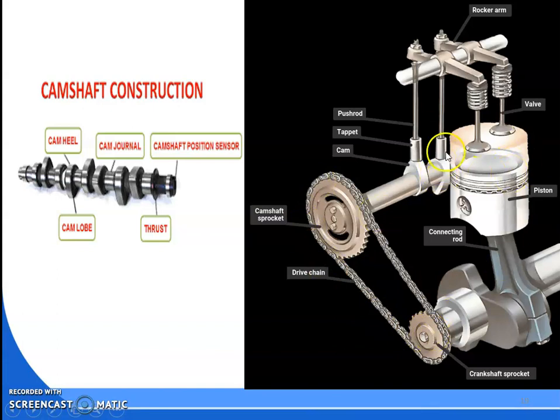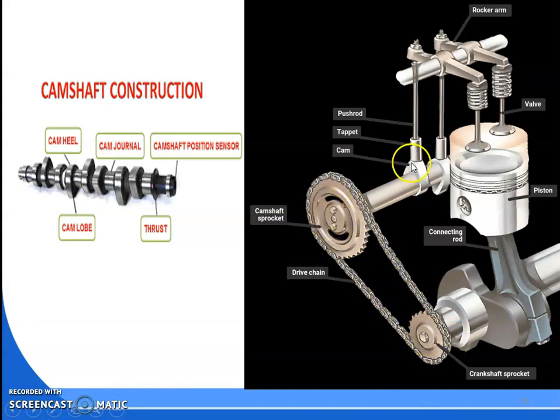You can see here the piston connecting rod: the small end is connected to the piston, the big end is the crank, and one end of the crank is connected to the crankshaft. The crankshaft will have some gear. From this gear on the crankshaft, the power will be transmitted to the camshaft through this chain and sprocket arrangement. So this chain and sprocket arrangement is basically used to transmit the power from the crankshaft to the camshaft.